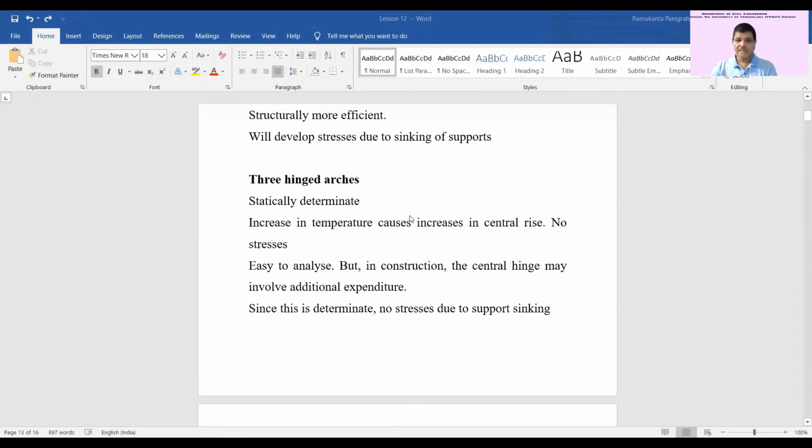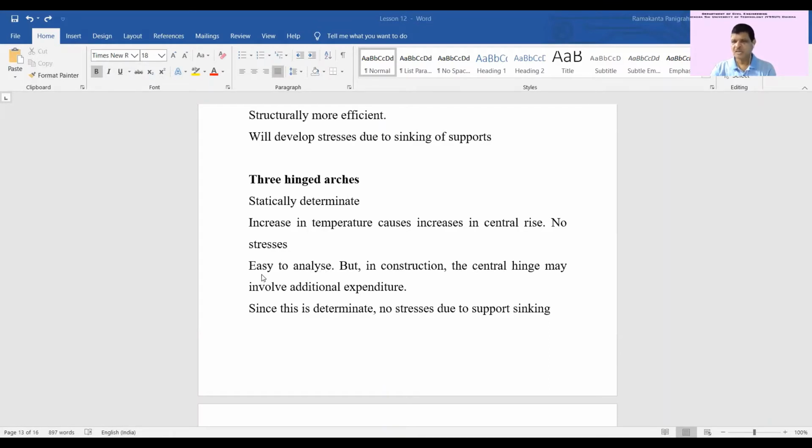Now, you can ask what is the difference between a three hinged arch and a two hinged arch. As we have already discussed, a three hinged arch is a statically determinate structure, because though there are four unknowns, you have another hinge in the arch. So the fourth unknown can be solved from the additional equation available in the case of a three hinged arch. That is statically determinate. And temperature causes an increase in central rise, with no stress.